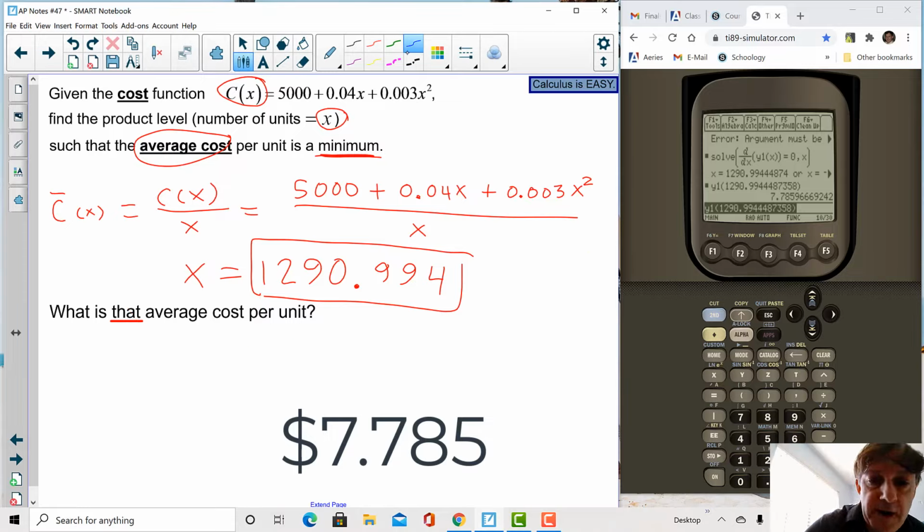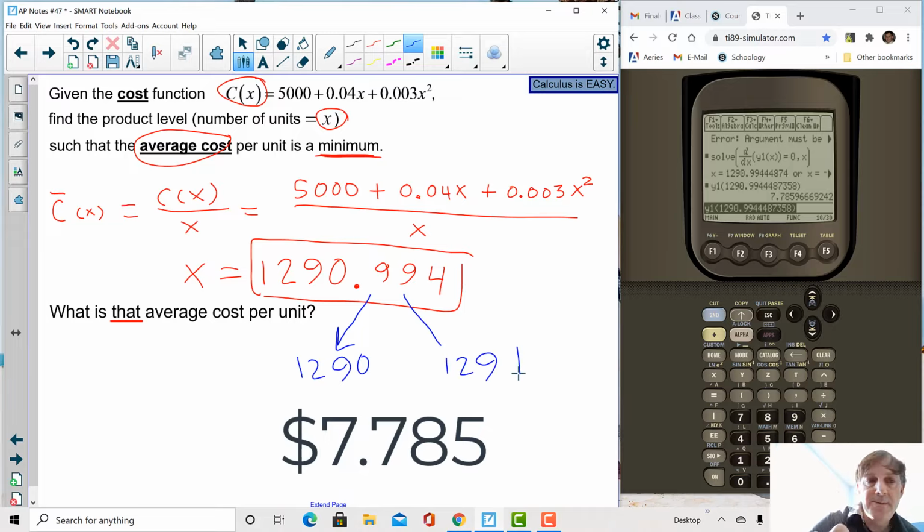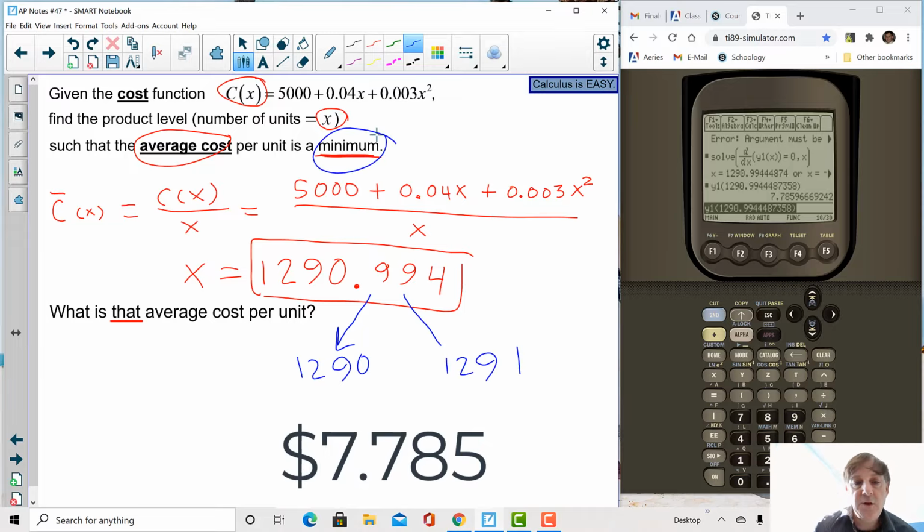Okay, I also want to point out that you have a decimal answer for x, but sometimes you can't make that many. Sometimes it has to be an integer amount, like let's say you're making TVs. You can't make 0.994 of a TV. So in that case, you want to check 1290, and you want to check 1291. Remember, we're trying to minimize the cost. So you would just check the cost at each of those values and see which one is smaller.